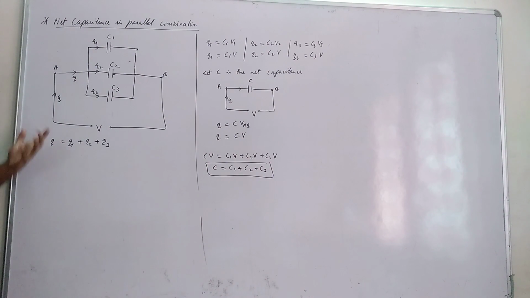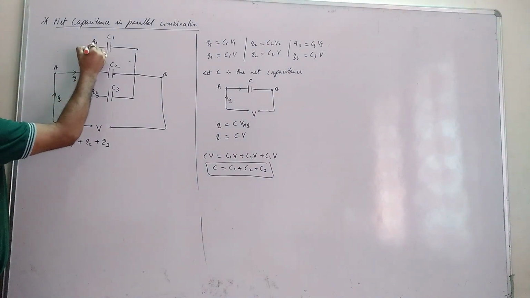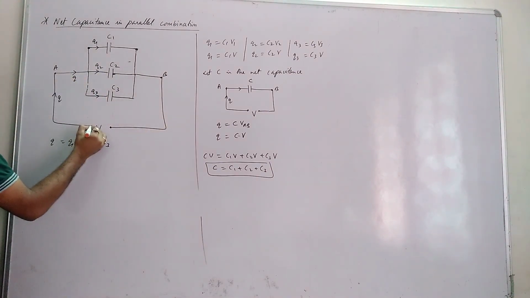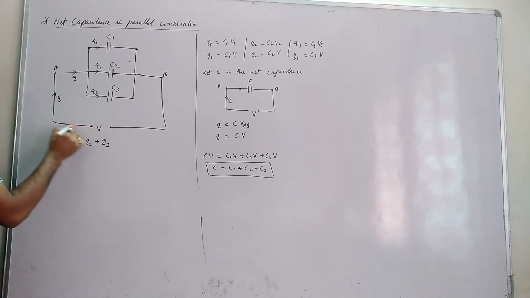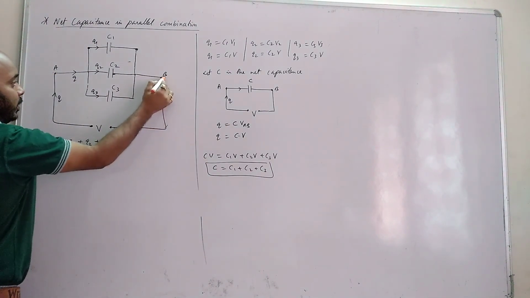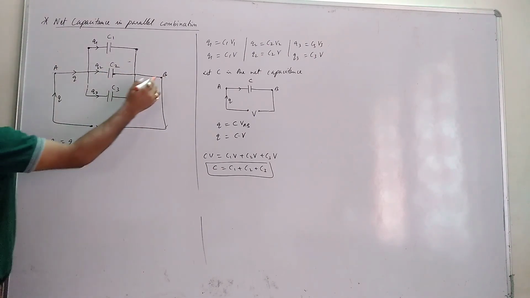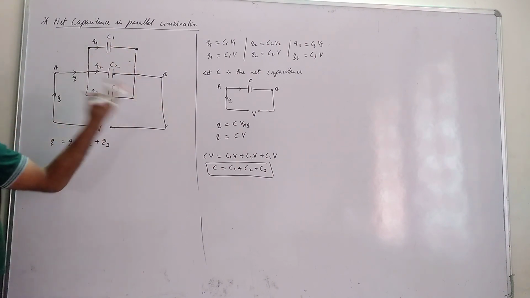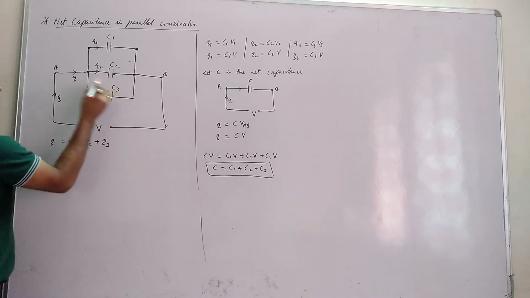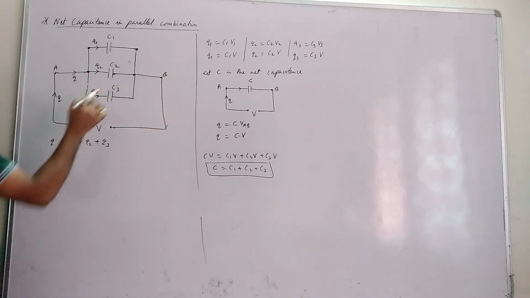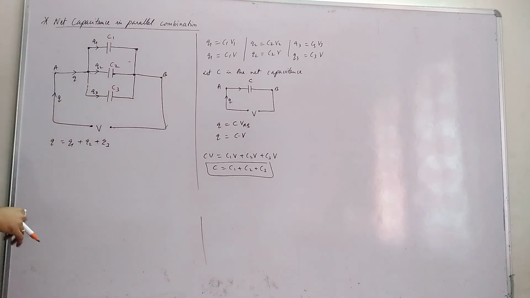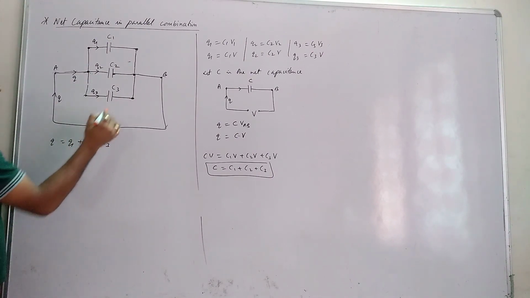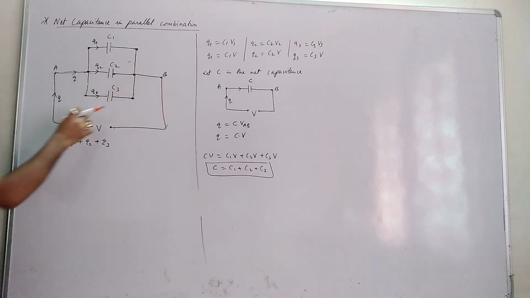Now let's check the potential concepts. This point and this point are directly connected with V. This point is directly connected with A, this point is directly connected with B. That is, the potential across A, B is V. And A is directly connected here, so the potential difference across C1 is V. Similarly, this and this point are directly connected, only wire we have, so the potential difference across C2 is also V. Now C3, this point and this point are directly connected. What is the meaning of directly connected? Only wires. So the potential difference across C3 is also V.